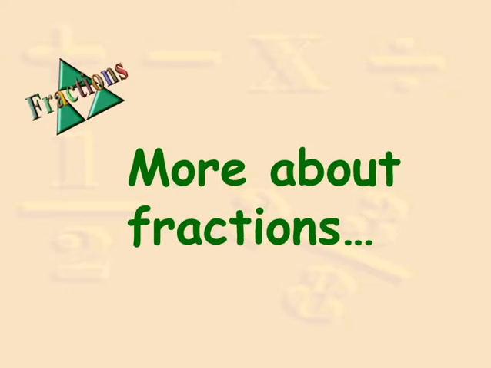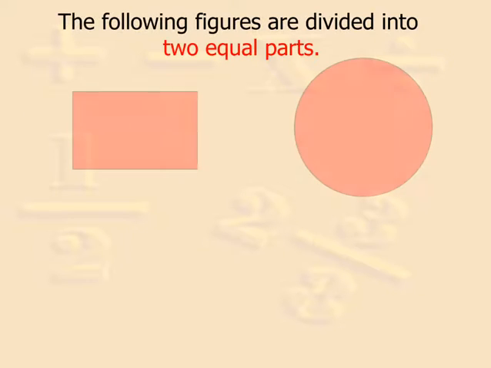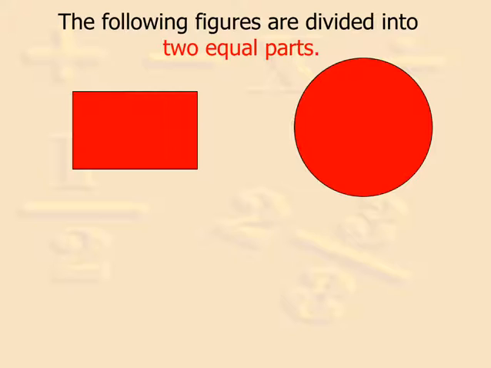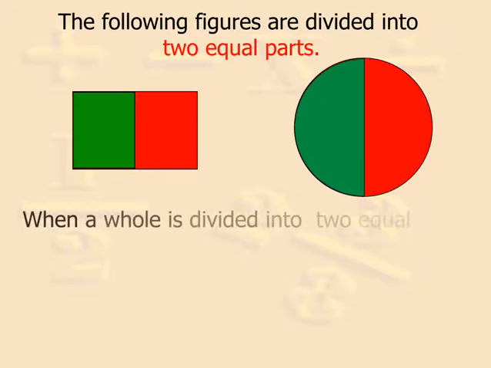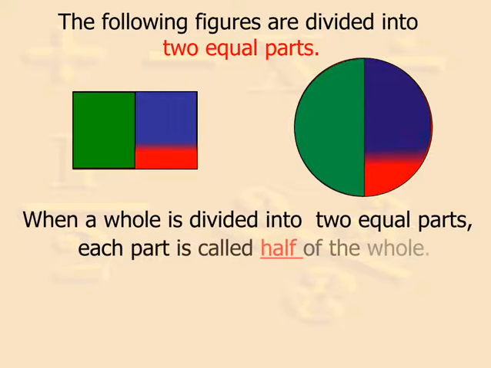Now we will learn some more facts and figures about fractions. The following figures are divided into two equal parts. Here on your screen you can see a rectangle and a circle. We divide these two figures into two equal parts, meaning we are dividing them into equal halves, and then shade one portion. When a whole is divided into two equal parts, each part is known as half of the whole.